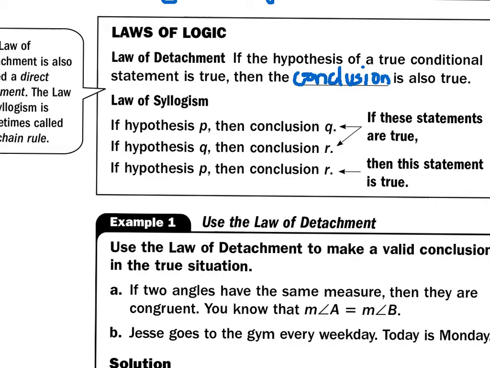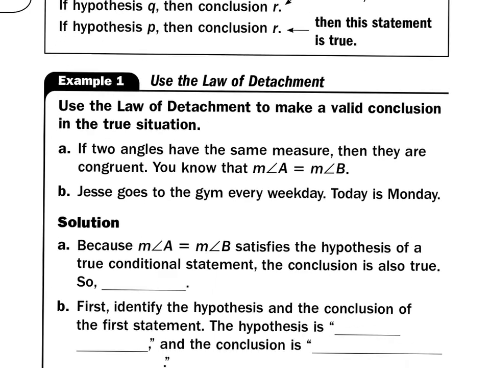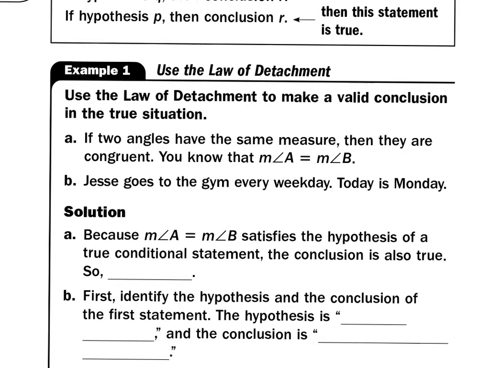So let's use that in example 1. If two angles have the same measure, then they are congruent. You know that the measure of angle A equals the measure of angle B. Because measure of angle A equals measure of angle B satisfies the hypothesis of a true conditional statement, then the conclusion is also true. So we could write that angle A, not just equals, but is congruent to angle B.